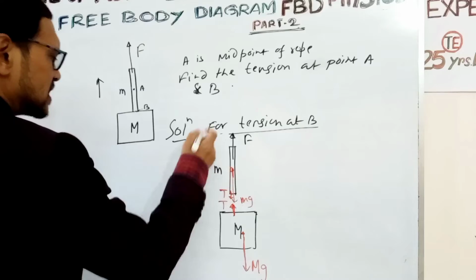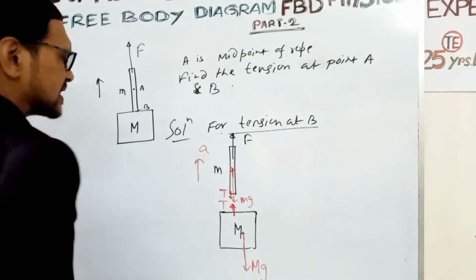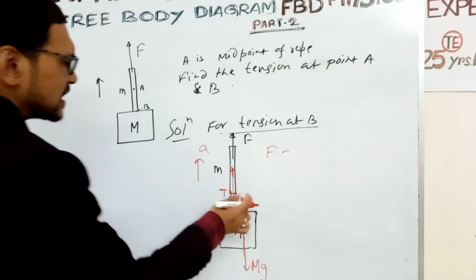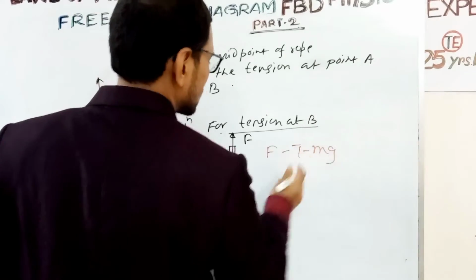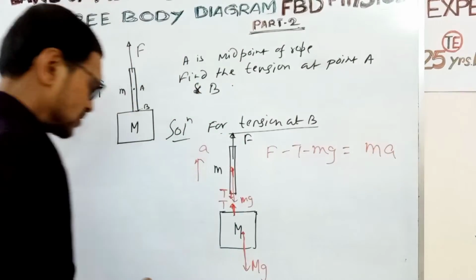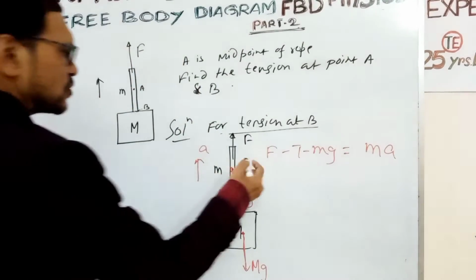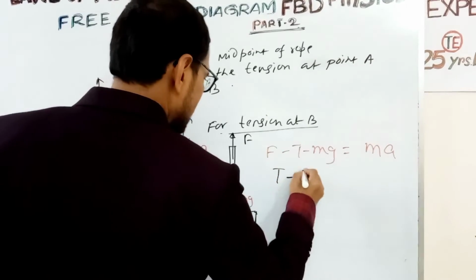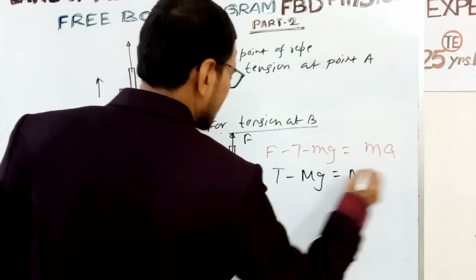Now suppose the whole system moves vertically upward with acceleration A. So the free body diagram of this system will be F upward, T and mg downward. So the resultant force is equal to m into A. This is the equation of motion of the rope, and the equation of motion of the block is T minus mg equal to m into A.